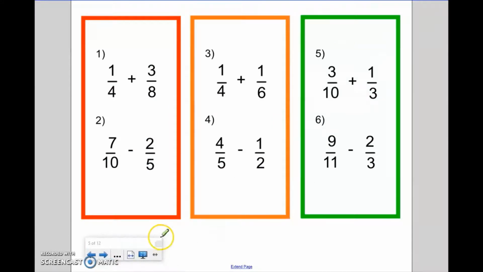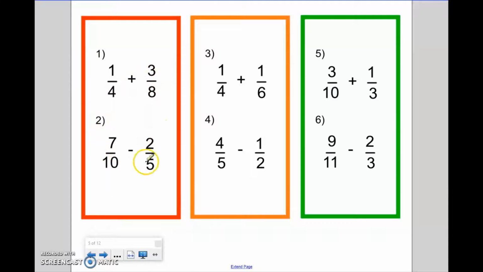Okay, here is a task for you to have a go at. Remember, you have the ability to pause the video at this point. If you could pause the video and copy out each question and complete each question with full working out, showing me the common denominator you're using and showing me your final answer. Could you have a go at the 6 questions, please?